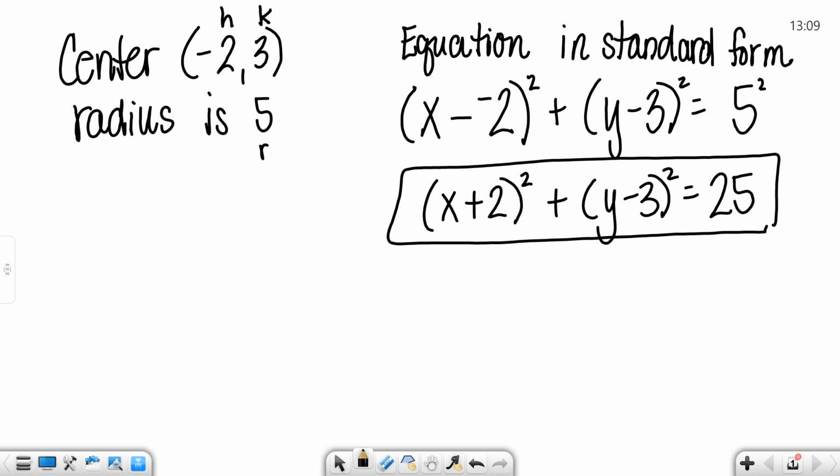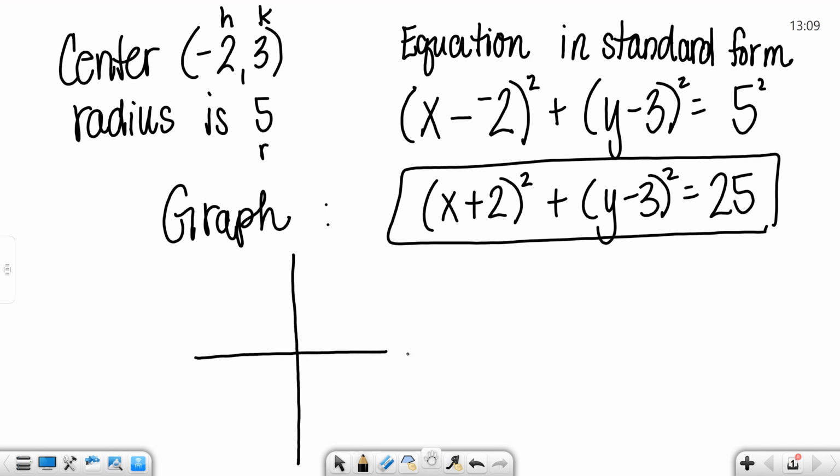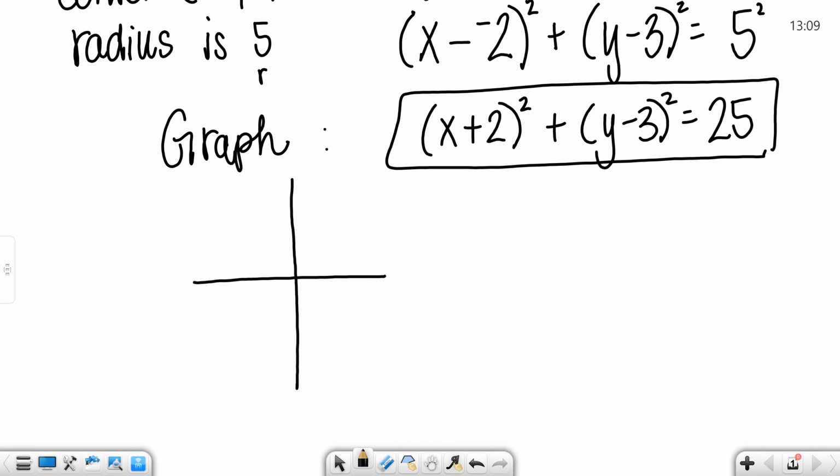Now if I asked you to graph it, all right, so now we're going to graph this circle. All right, so our center is (-2, 3).